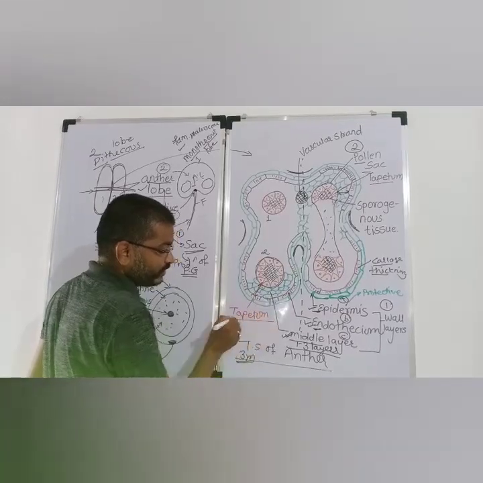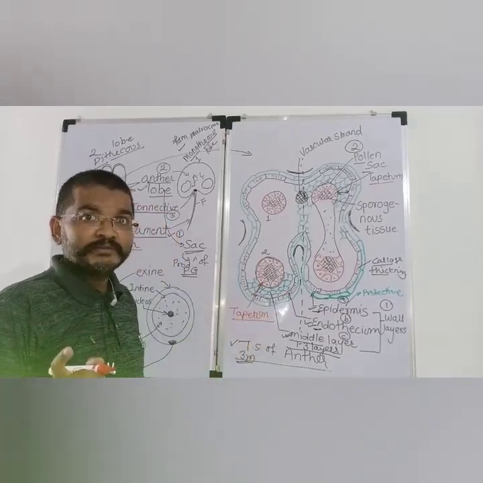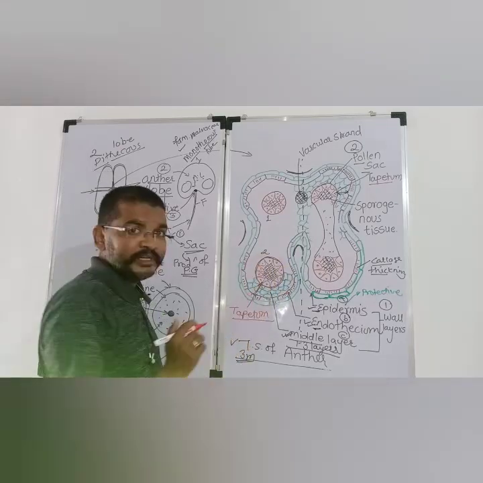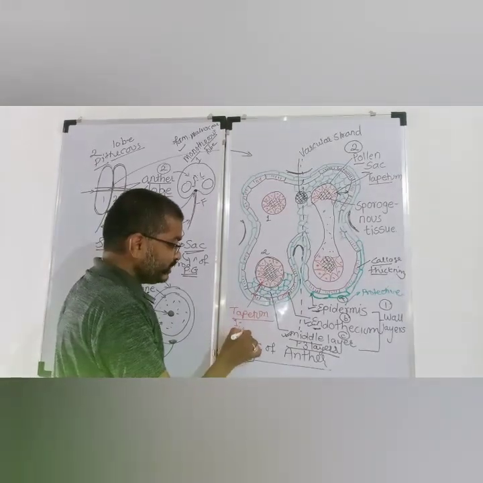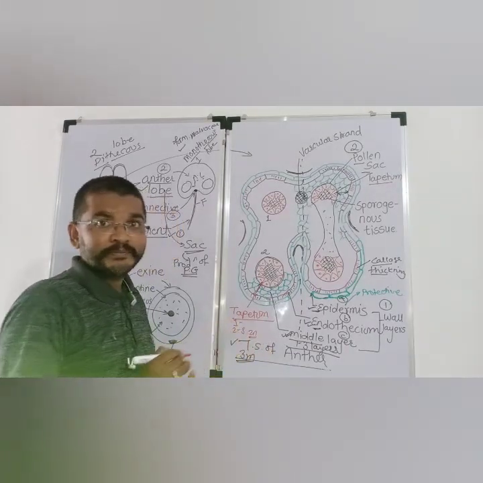So what is the main function of tapetum? Each cell present in this tapetum layer consists of either 1 polyploid nucleus or 2 to 3 diploid nuclei.